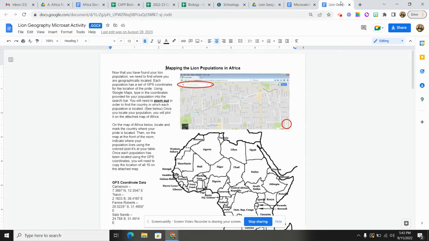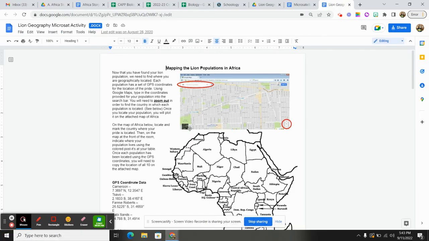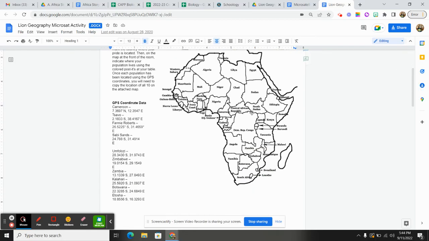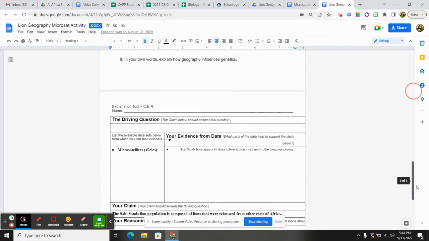So what you are going to do is mapping the lion populations in Africa. You are going to look at Google Maps, and here I have GPS coordinate data for where all of these prides are, and you are going to make a little map of where these prides are in Africa. So Cameroon, Savo, Fanny Robert, Sabi Sands, Umfolzi, Zimbabwe, Zambia, Kalahari, Botswana, and Etosha. You are going to map those out and then try to answer some of these questions.